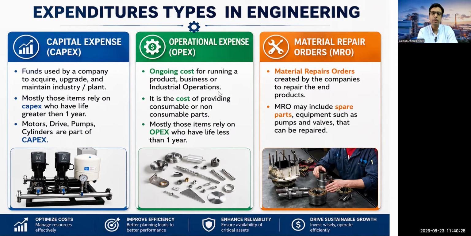To give you an ease of this picture, you have a motor in the industry, you have a cylinder in the industry, you have the pump in the industry. Since they have a life greater than 1 year, obviously when they require any kind of maintenance in between their operations, you need to change either their bearing, their winding, or their impeller. That category comes in the MRO, which means the material repair orders.